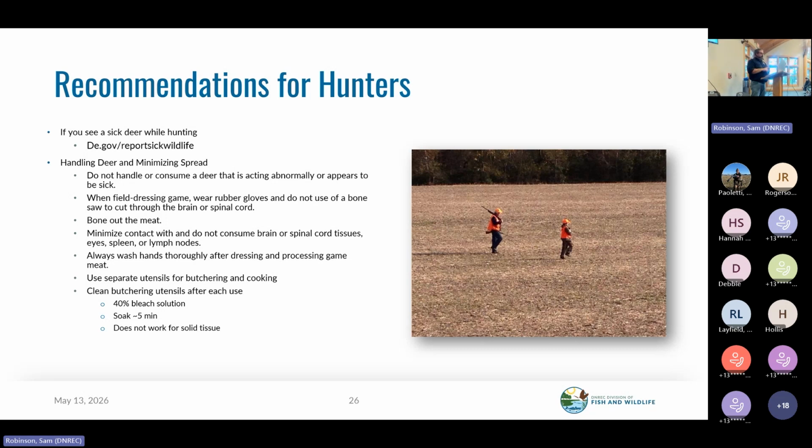When you're field dressing, make sure you're wearing your rubber gloves. If you're cutting up your deer, don't cut through the bone with the saw. Bone out the meat. Minimize the contact as best you can. There are high risk parts. We don't consume the brain, spinal cord tissues, eyes. I have a picture in the next slide. Spleen, lymph nodes. Always wash your hands afterwards. Make sure you do it thoroughly. Make sure you're using separate utensils. So if you're butchering your deer with one, don't use it to cook.